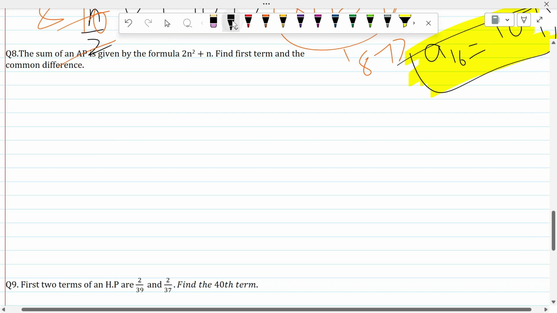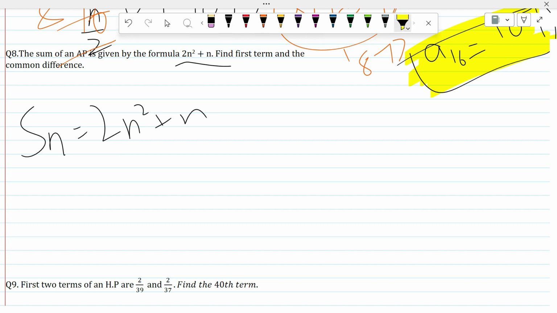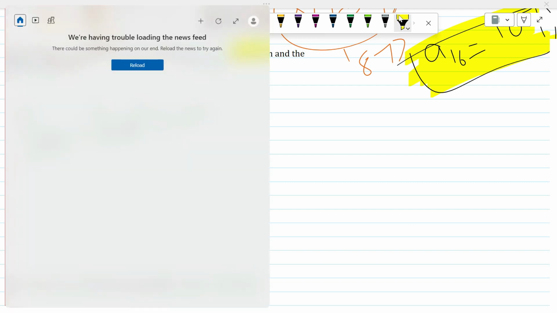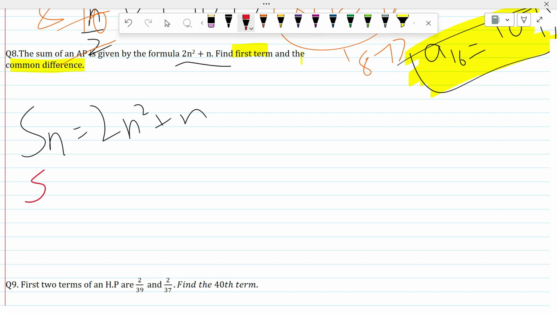What we have been given is the sum of an AP, Sn, given by the formula 2n square plus n. Okay. Now what we have to find? We have to find the first term and the common difference. Oh no. For the first term, I would do one thing. S1 is equal to 2 into 1 square plus 1. I will substitute the value 1.